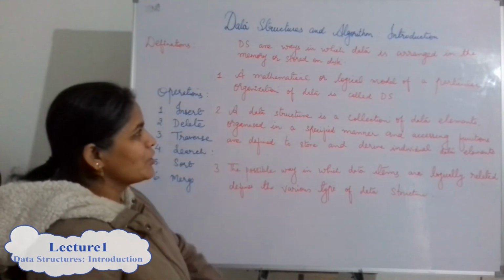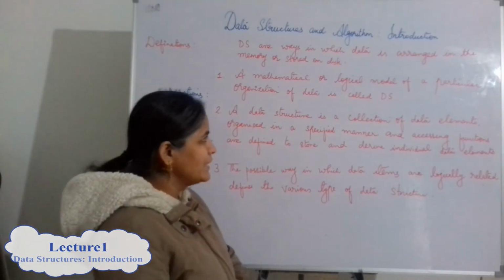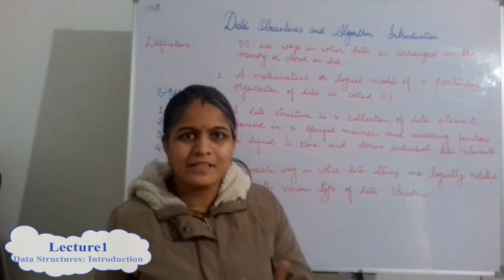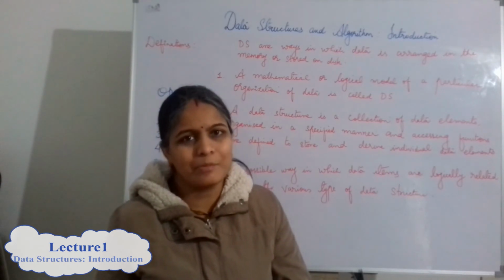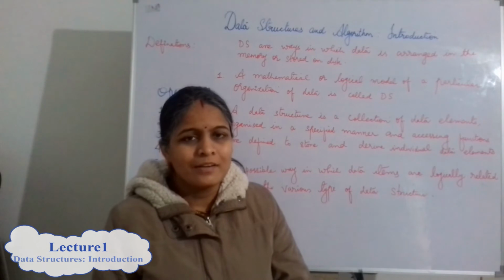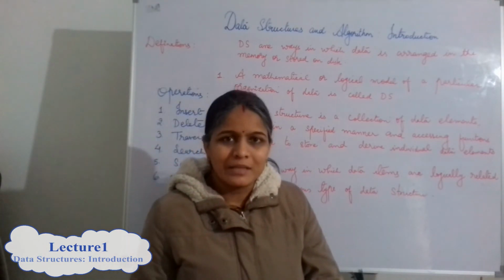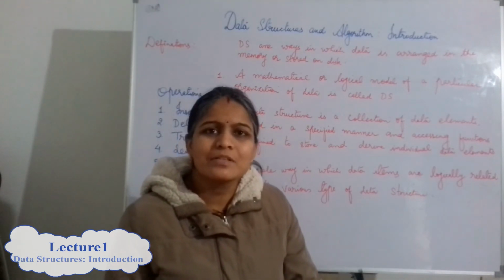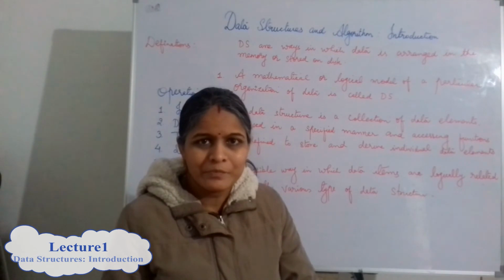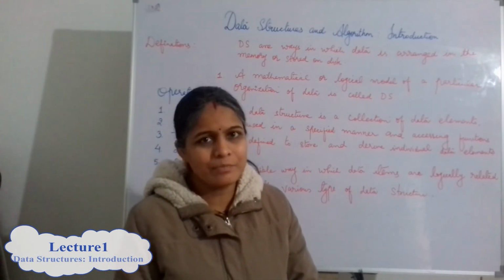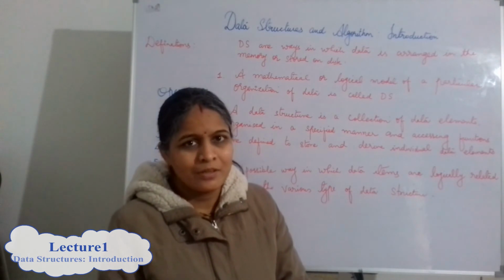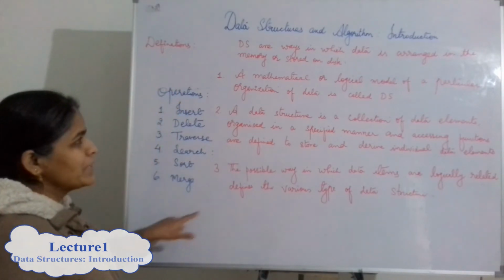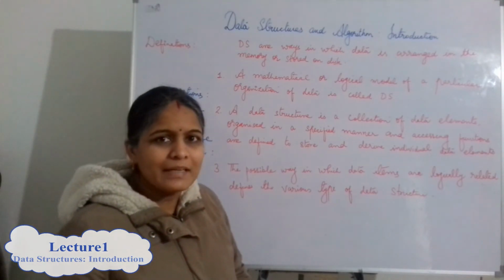A mathematical or logical model of a particular organization of data is called data structure. Data structure consists of two words, data and structure. Structure means organization into the memory. So, if we talk about the mathematical model of data structure, then we have to define how the data elements are stored or organized into the memory and what are the different operations performed on that data structure. So, it defines the mathematical model. These are the operations which are common to all the data structures. Okay.